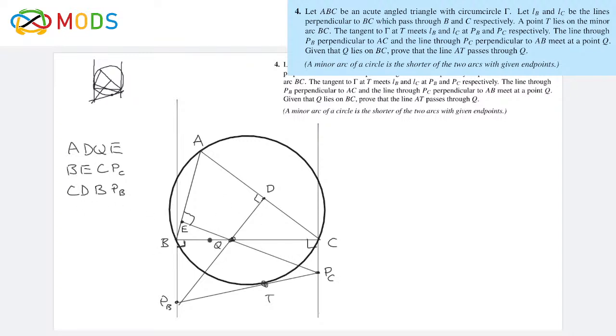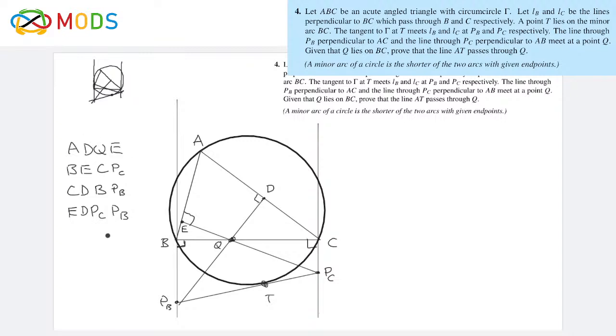BECPC has diagonals BC and EPC, and CDBPB has diagonals, and then that means the other two diagonals form a cyclic quad, right? Oh, true. So EDPCPB is also cyclic. Oh wow. Easy.